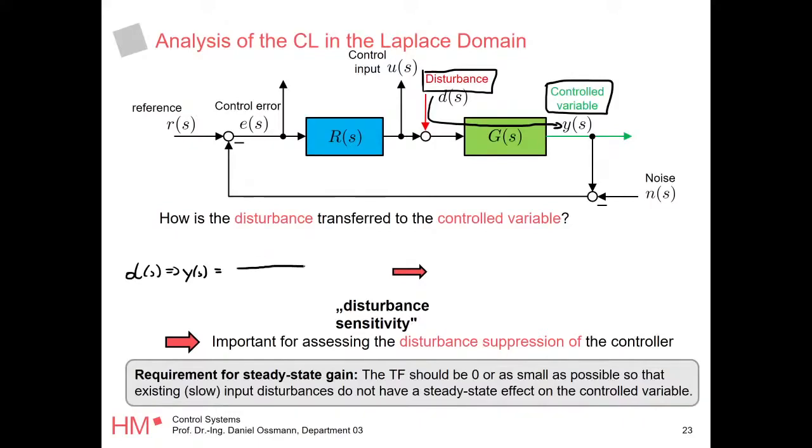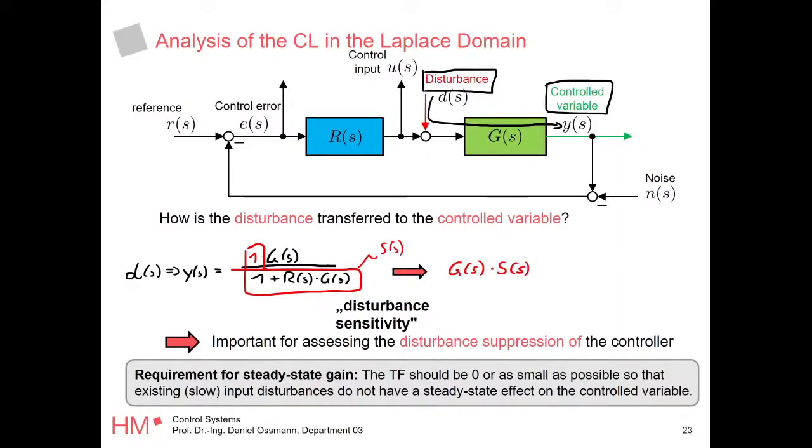okay, let's do it one step after the other. It's G of S over 1 plus the loop, right? R of S times G of S. And you should realize that this guy here, if you put a 1 here, this guy here is S of S. And this is why you can write it simply as G of S times S of S.